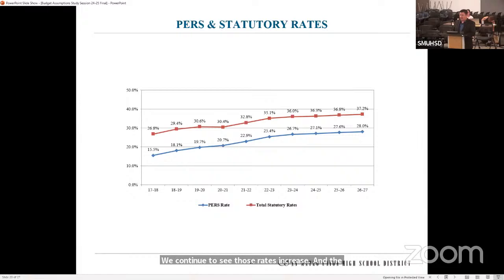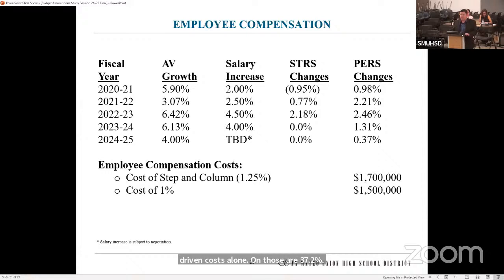One thing to note is if you look out in 26-27, the projection is that for our classified employees, the driven costs alone on those are 37.2%. So they are significant. In terms of employee compensation and AV growth, this is a chart of the last 5 years in terms of AV growth, salary increases, and the changes in PERS. Just to note, the cost of increases in STRS and PERS is roughly the exact same as an increase of 1%, or sorry, that percent to the unit.